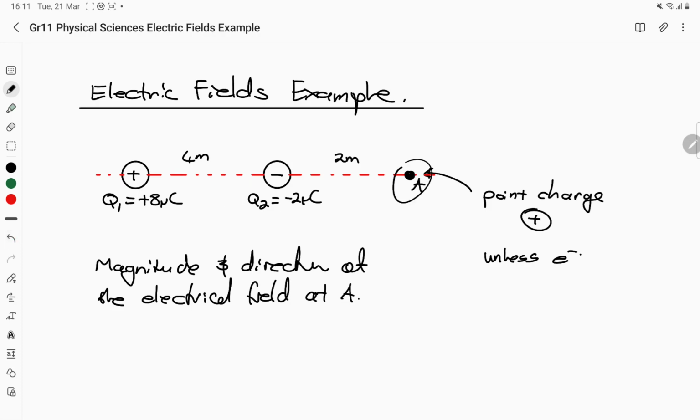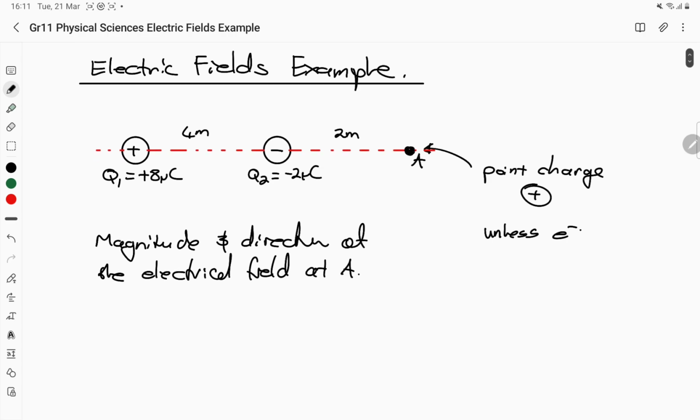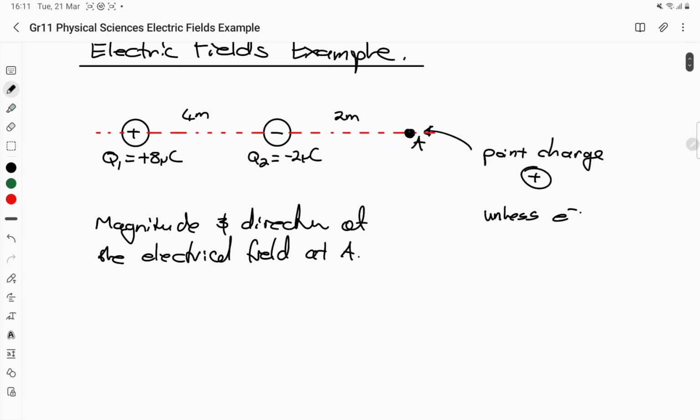But on this A, you have Q2 affecting it with its electric field and Q1 also. So we actually have to work out the relationship between A and Q2 and also Q1 and A, but not between these two. We don't care. We just individually work out that electric field value and that one, and then we get a net E value at the end where we just add up the two values. So let's take a look.